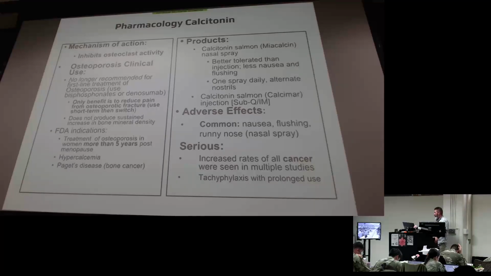It's not going to be a primary approach to osteoporosis for pharmacological therapy. And it's bold there in the middle of the slide. Only benefit is reducing pain from osteoporotic fracture. Does not produce sustained increase in bone mineral density. So there you see the FDA indications on the bottom left. Osteoporosis in women more than 5 years post-menopause. We can use it for hypercalcemia, which usually has nothing to do with osteoporosis. Paget's disease or bone cancer. So, like I said, just know that niche indication.